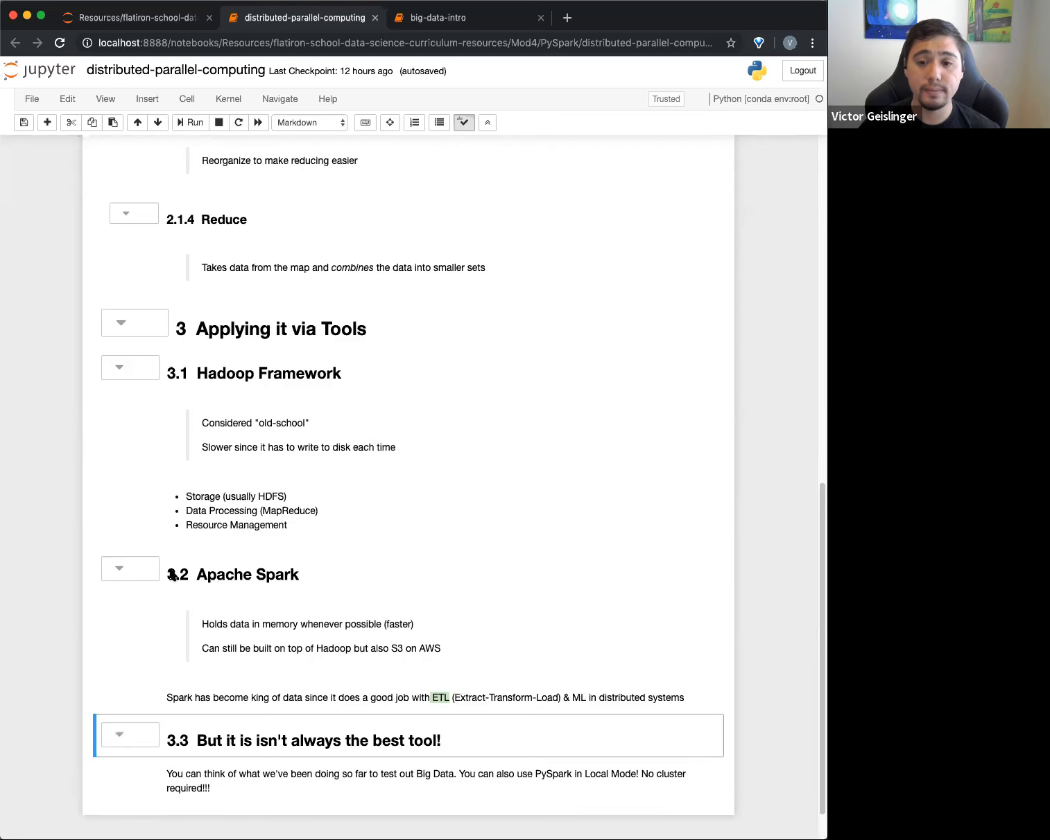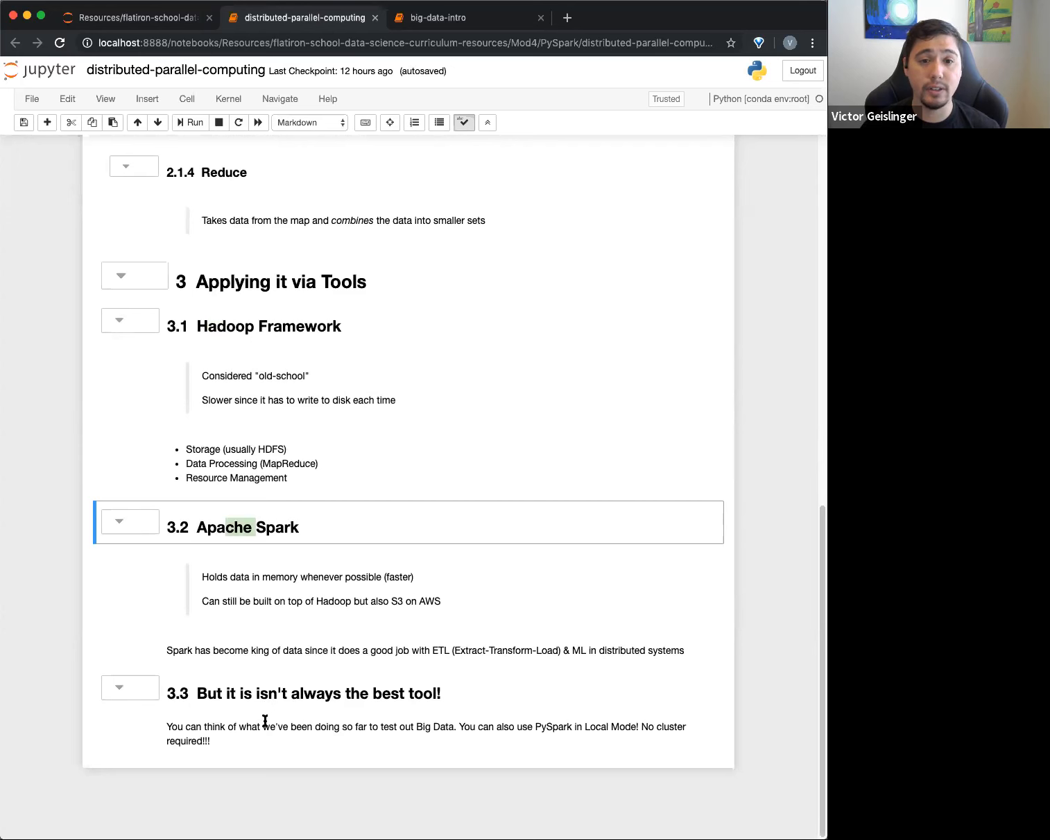But just know these two tools aren't always the best tools. Sometimes it's just better to do it on your own local laptop, using your pandas, NumPy stack and everything. But what's kind of cool is that with PySpark you can use it in local mode, so you don't have to actually have a cluster. If you get used to PySpark, you can do PySpark directly on your computer. It's probably not as nice visually as Pandas, but it'll work.